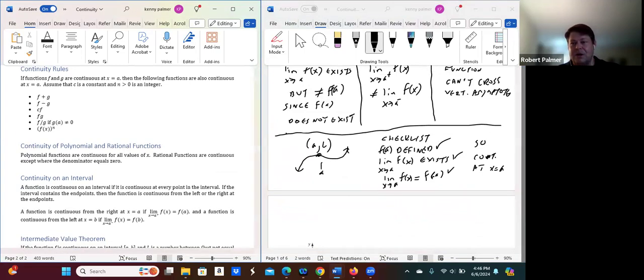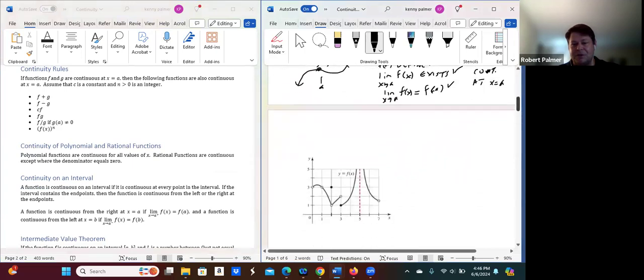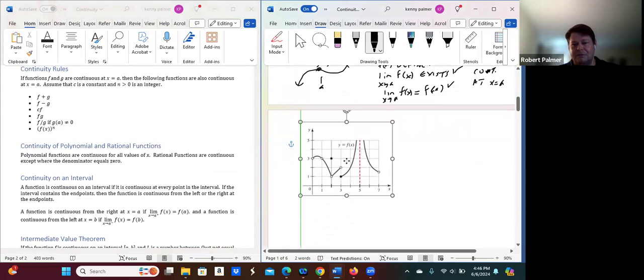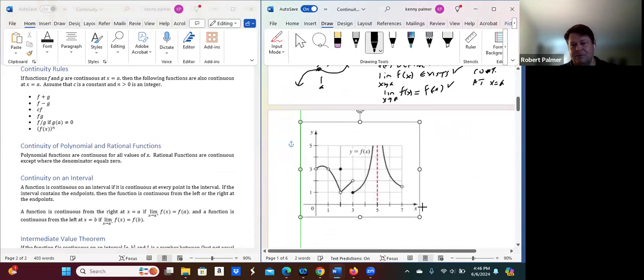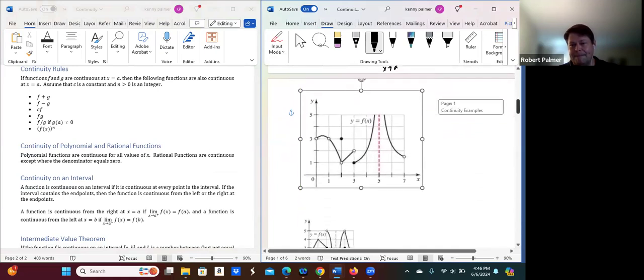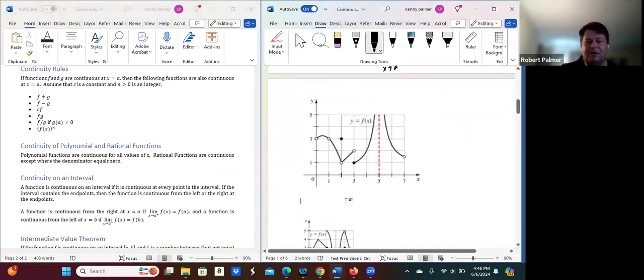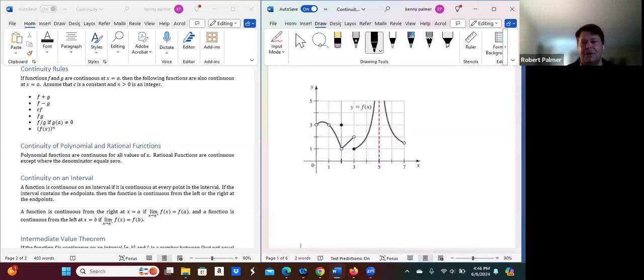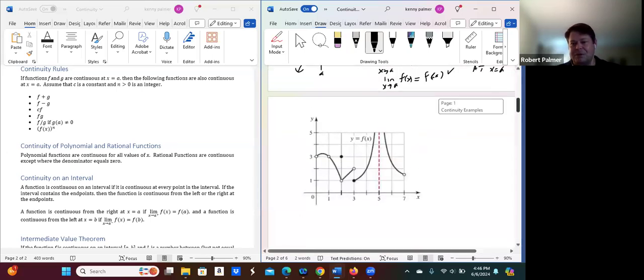So let's take a look at a few more examples of this and practice with these ideas. So let's take a look at this graph. And let me actually enlarge it a bit. I also have another graph down here. We'll take that one in a moment if we need to. Let's take a look at this graph, look at some examples we have.